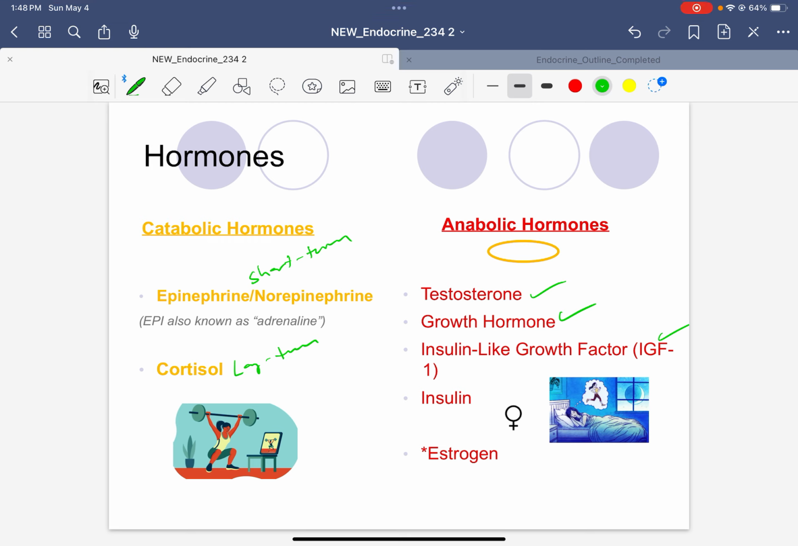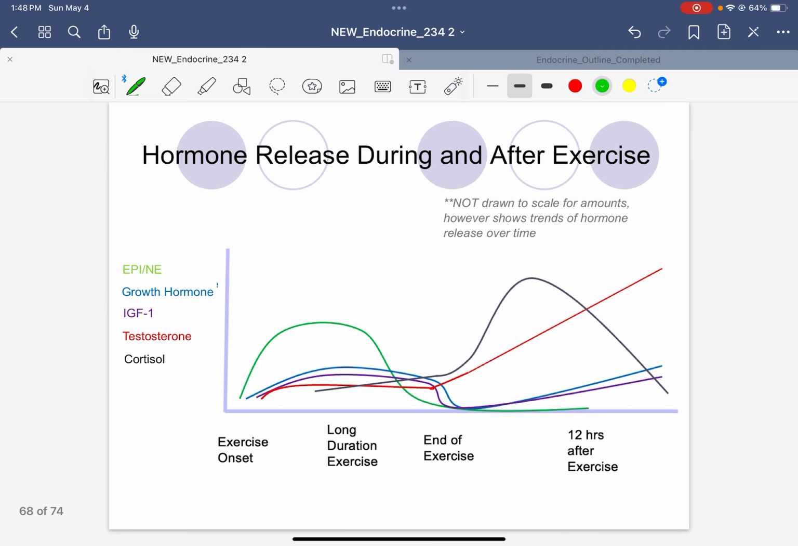Insulin helps us give energy to the muscles to grow. Estrogen in women helps the muscles grow. But you have to rest to get that to happen. You don't need to know this. I just want you to see the hormonal fluctuations we would expect to see during, immediately after, and long-term after an exercise session.